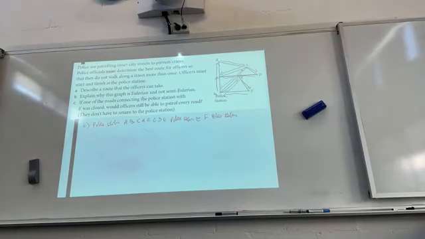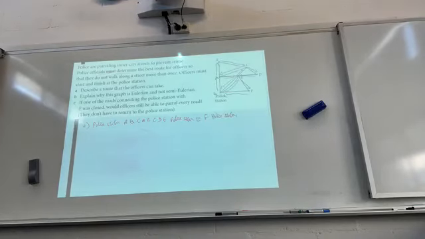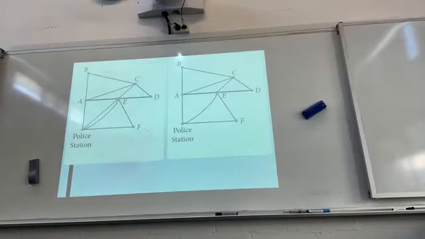So part C, if one of the routes connecting the police station with E was closed. What was the question? Would police officers still be able to patrol every road? They don't have to return to the police station. So in this situation, what I've done is I've just wiped out one of the routes. It's closed. So can you look at this?